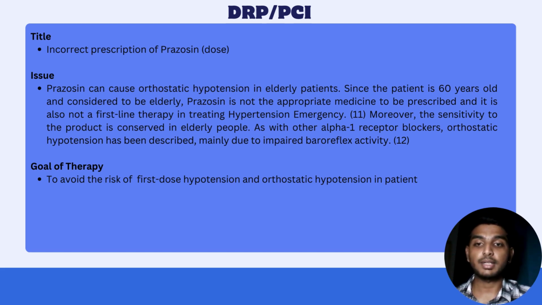Another drug-related problem is incorrect prescription of prazosin. Prazosin can cause orthostatic hypotension, especially in elderly patients. Since the patient is 60 years old and considered to be elderly, prazosin is not the appropriate medicine to be prescribed, and it is not a first-line therapy in treating hypertensive emergency. Moreover, the sensitivity to the drug is conserved in elderly people. As with other alpha-1 receptor blockers, orthostatic hypotension has been described, mainly due to impaired baroreflex activity. So, the goal of therapy is to avoid the risk of first-dose hypotension and orthostatic hypotension in patients.